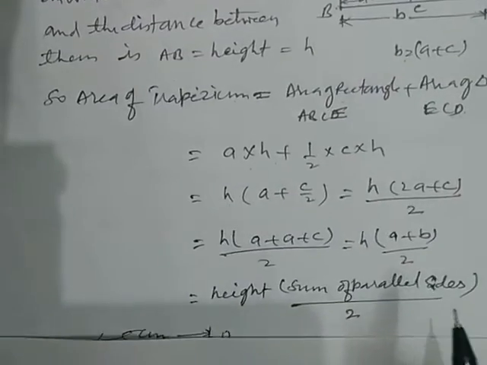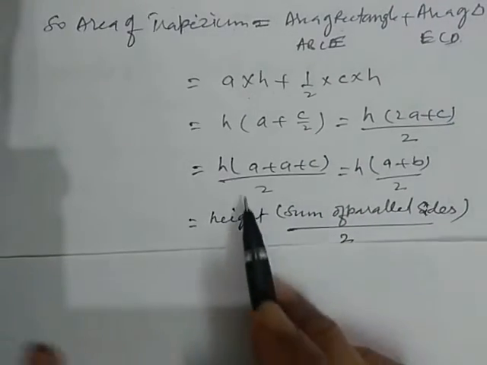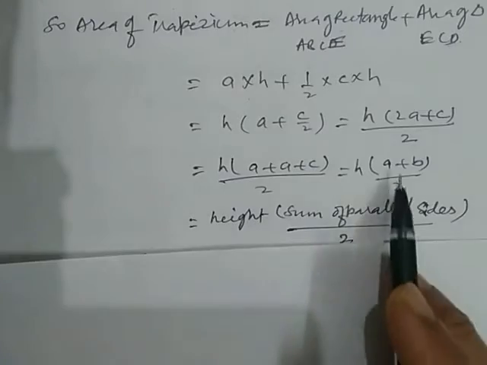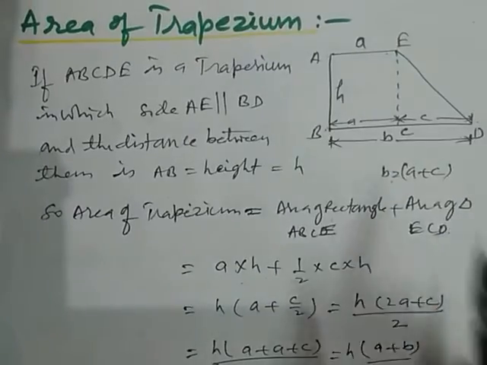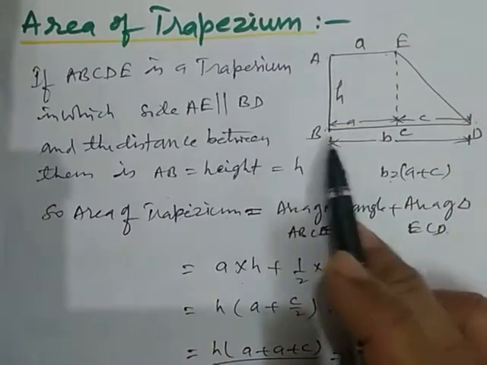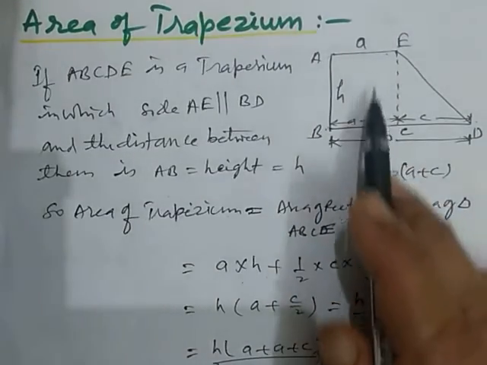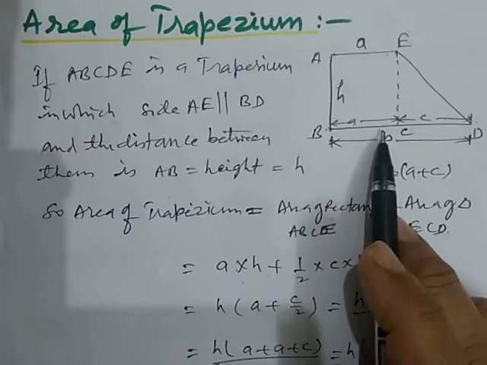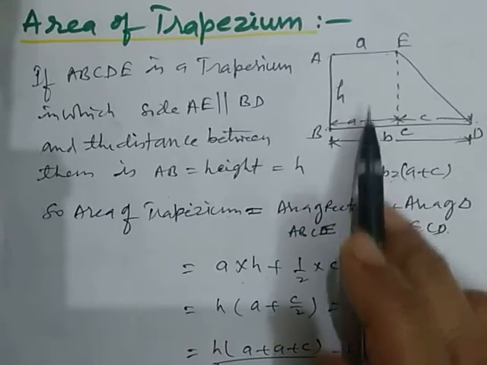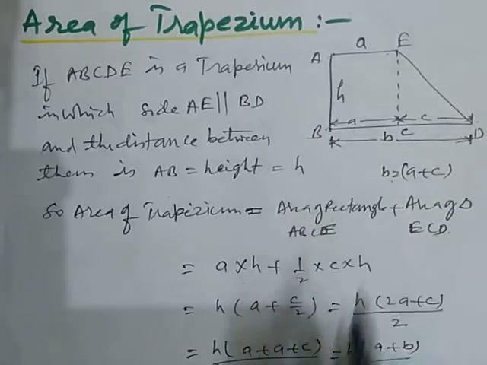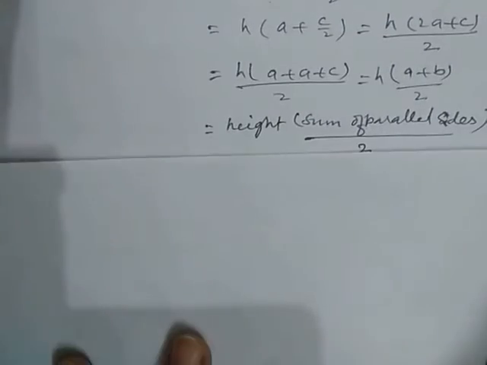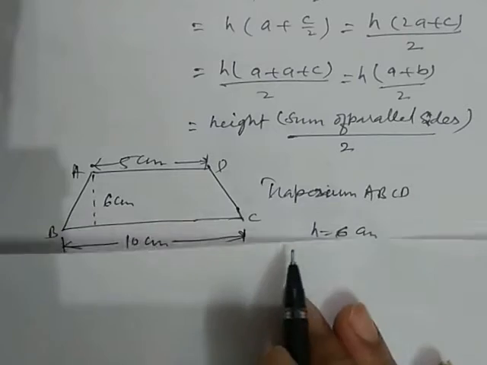Now we summarize. This h is the height, and this a plus b is the sum of parallel sides. These a and b are the parallel sides of this trapezium. So what is the area of trapezium? Sum of parallel sides into h, divided by 2. This way we can find the area.